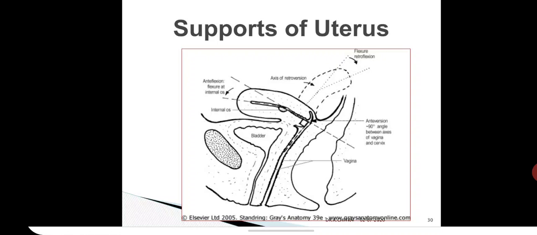Supports of the uterus. Actually, the uterus supports itself by its own anteversion and anteflexion. So that is the main support for the uterus. When the bladder and the rectum are empty, the uterus lies in anteversion and anteflexion. In this position, the uterine body rests on the upper surface of the bladder and the tip of the cervix rests on the sloping posterior wall of the vagina, which we have seen already.